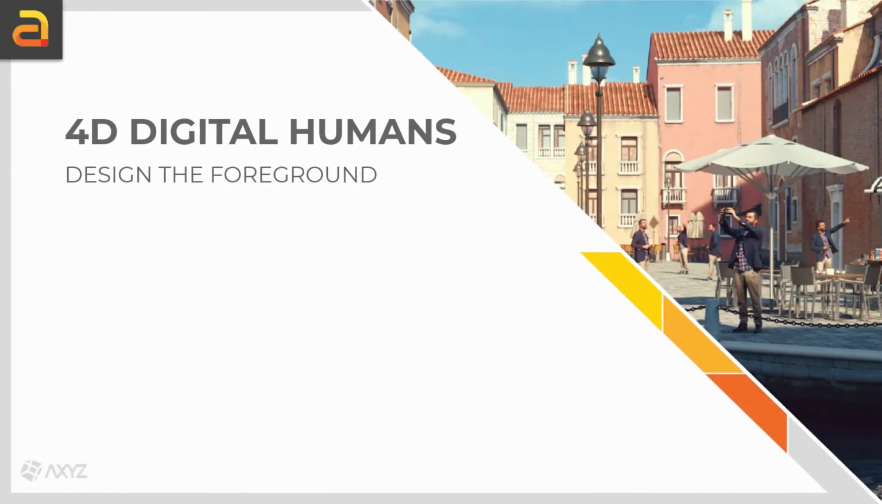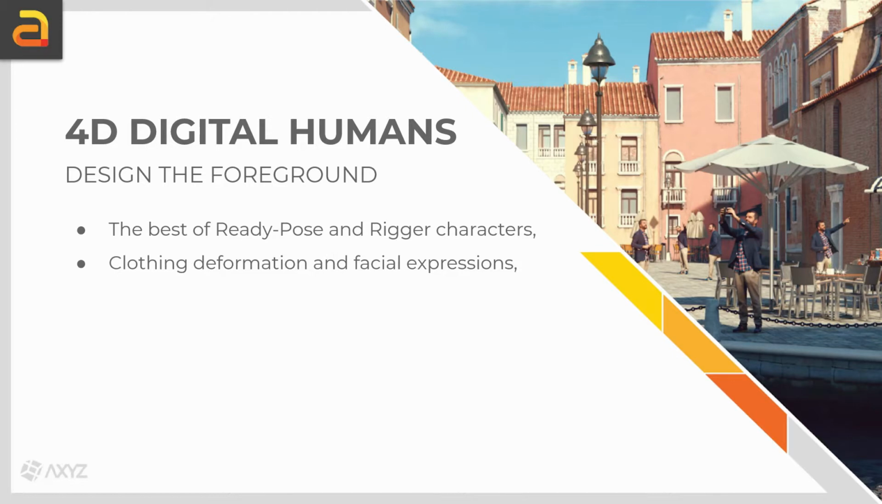Anima Pro 4D brings a brand new animation system that turns 3D characters into real humans. This feature embeds the best of ready-posed and rigged characters by preserving all the details of the clothing and other facial animations that provide unattainable realism. A new animation system has been introduced to let 3D characters be perceived as real people.